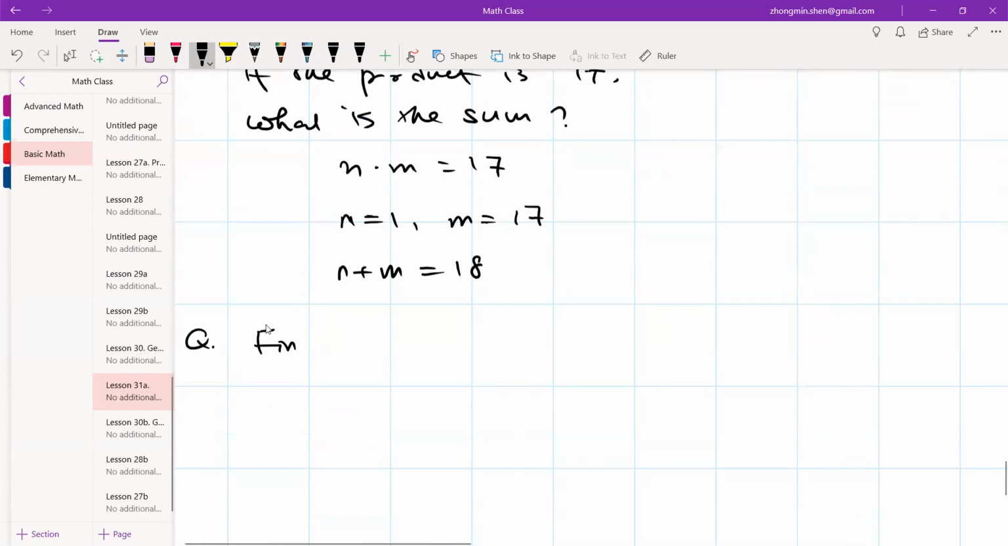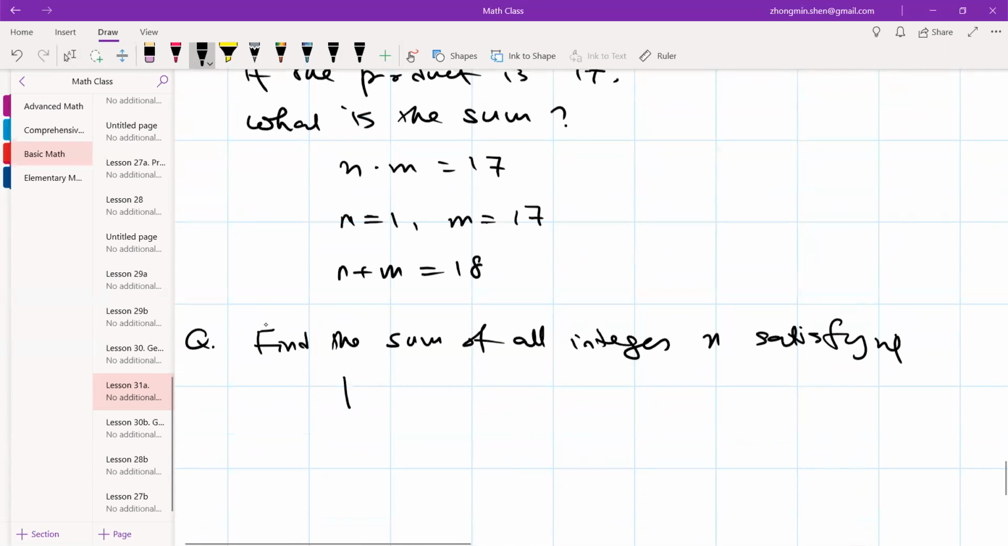Find the sum of all integers. Be careful, it's not necessarily positive, okay? And satisfies the following inequality: the absolute value of n over 2 minus 3 is less than 7.